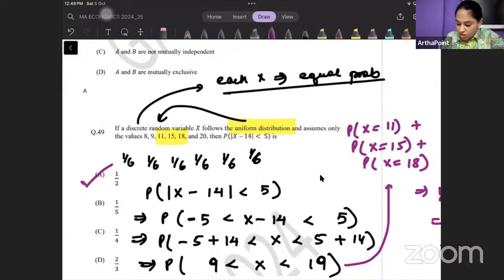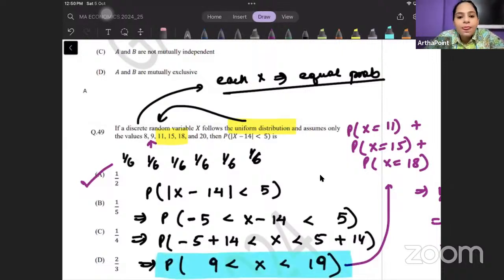There is no equal to. अगर equal to होता तो I would have included 9 also. But I want those x's which are between 9 and 19. Those x's are 11, 15 and 18. So you will consider only those x's. Is this clear? So answer is A. Absolutely.